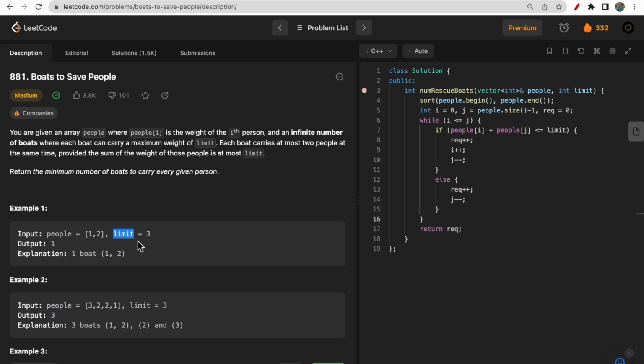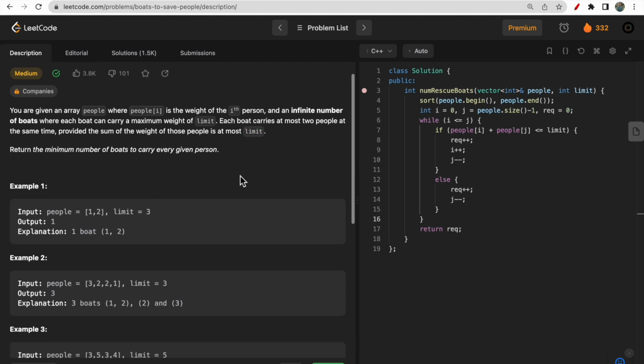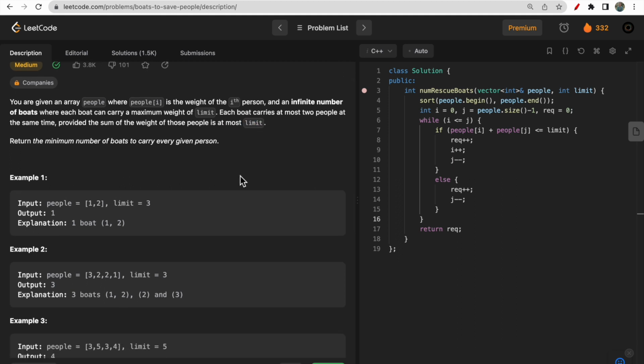Here what you have to do is, see, there are an infinite number of boats and each boat can carry this much limit of weight and at most two people at the same time. So a boat can carry at most two people at the same time, as well as the sum of those people's weights must be at most this limit, correct? And we need to return the minimum number of boats to carry every given person.